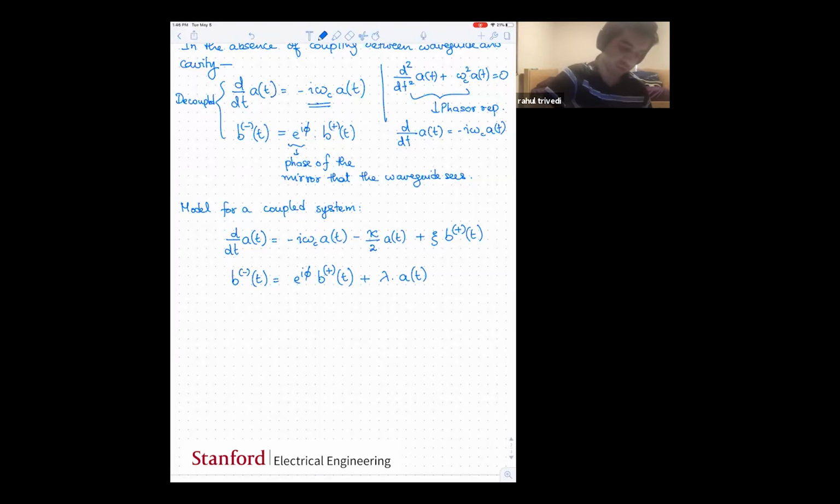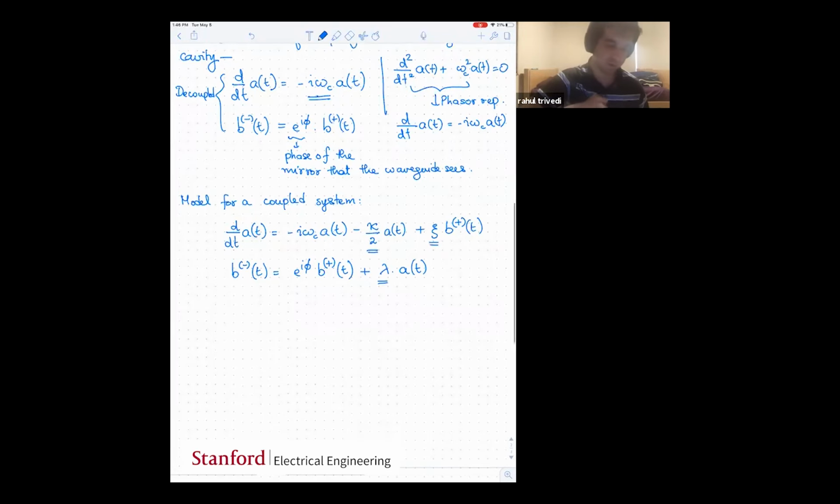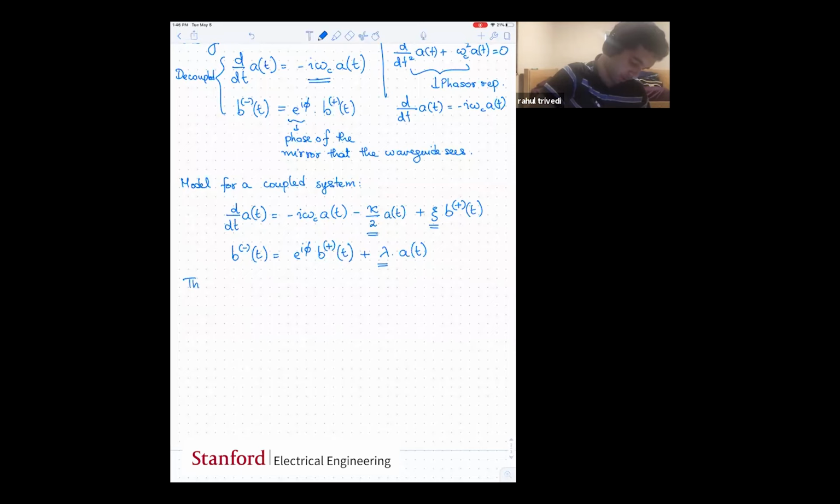Okay, so I have introduced 3 parameters here in my model, right? So the first parameter is kappa. So we have 3 parameters. So let's just go through this one by one. So the first parameter is kappa that tells us what is the decay rate induced inside the cavity, right?